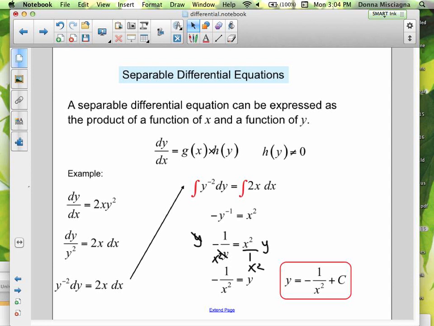Particular, yes. Over here, I'm just going to make sure it's clear how we isolated and moved the variables around.